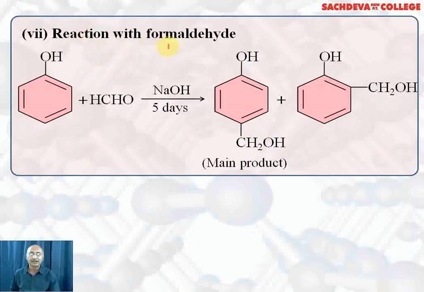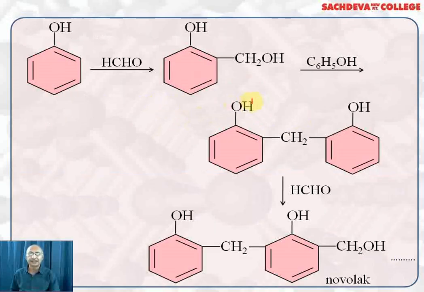Next we are going to take up the reaction with formaldehyde. Phenol reacts with formaldehyde in presence of NaOH for 5 days, resulting in the formation of para-hydroxybenzyl alcohol and ortho-hydroxybenzyl alcohol. Further reaction will take place. This is ortho-hydroxybenzyl alcohol, which further reacts with phenol and we get bis-dihydroxyphenyl methane or para-para-dihydroxyphenyl methane. Now this will further get condensed with HCHO, so you will get a CH2OH group here.